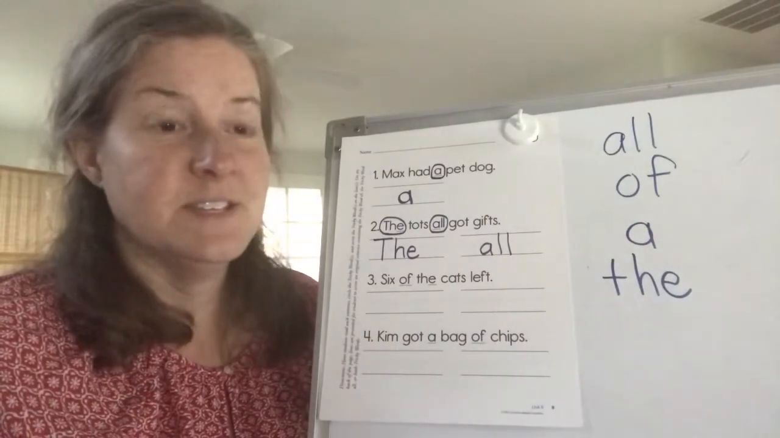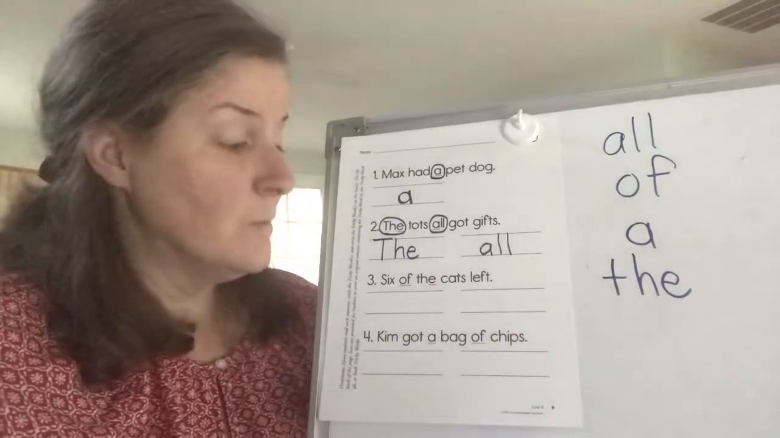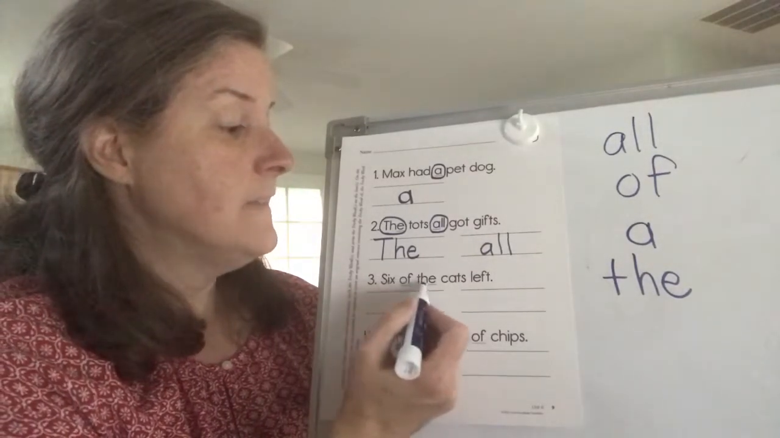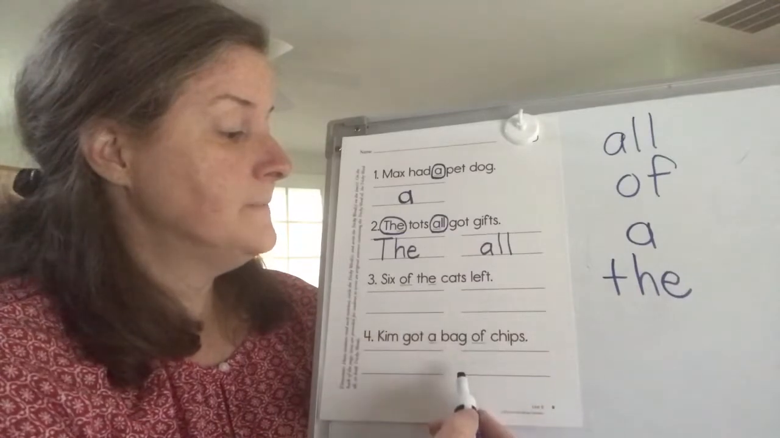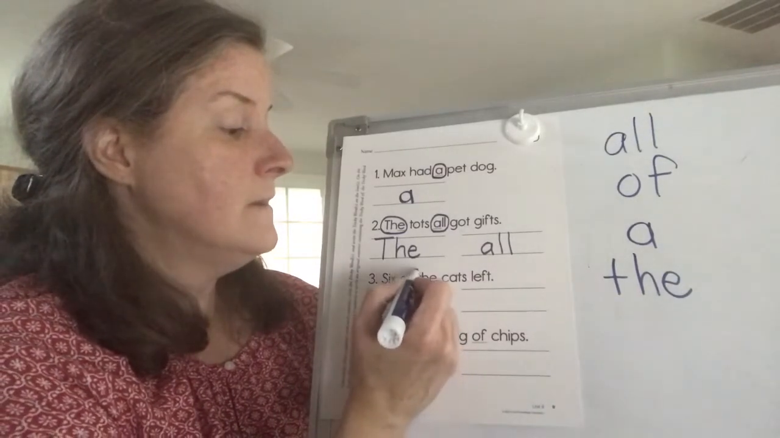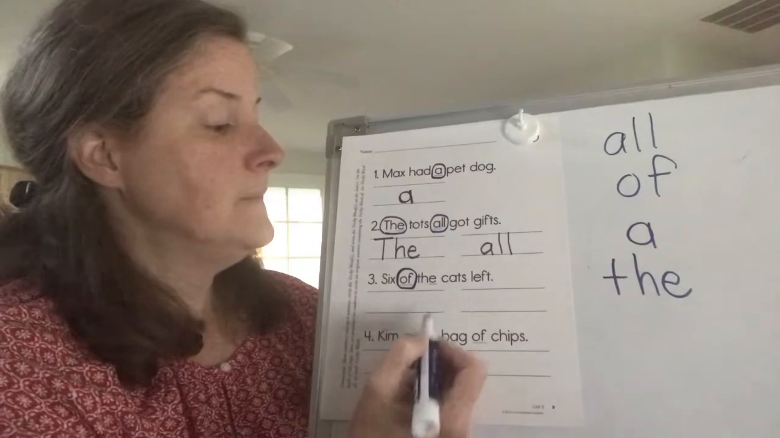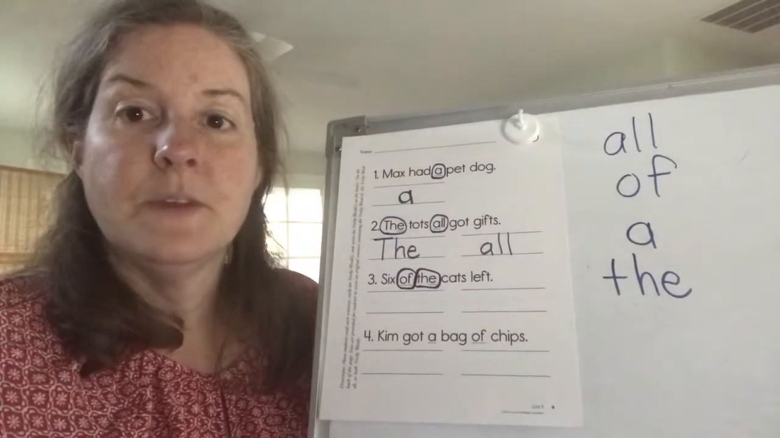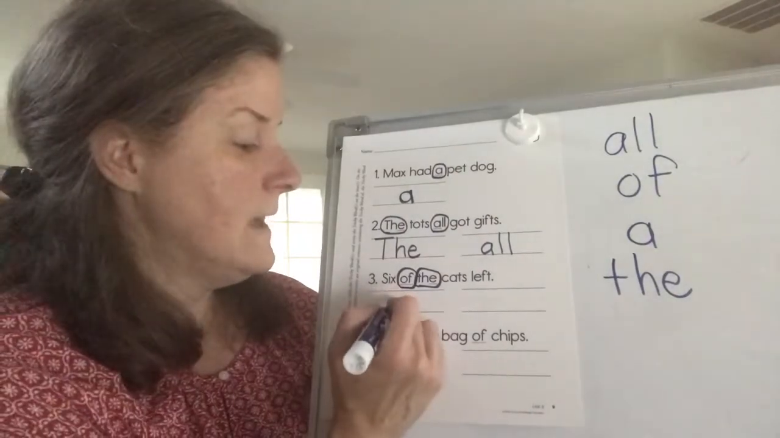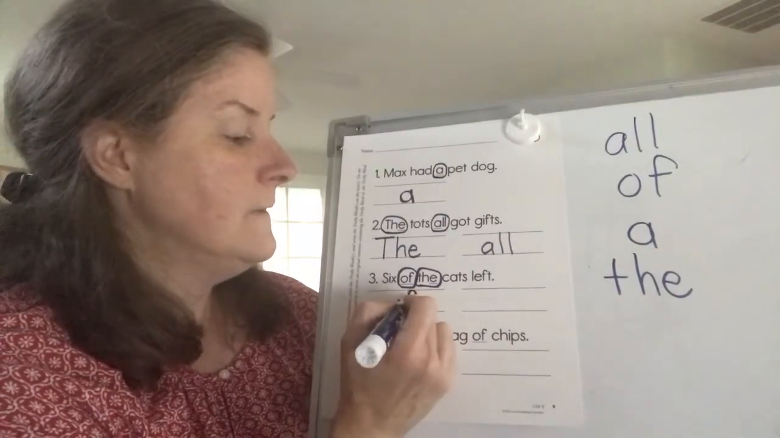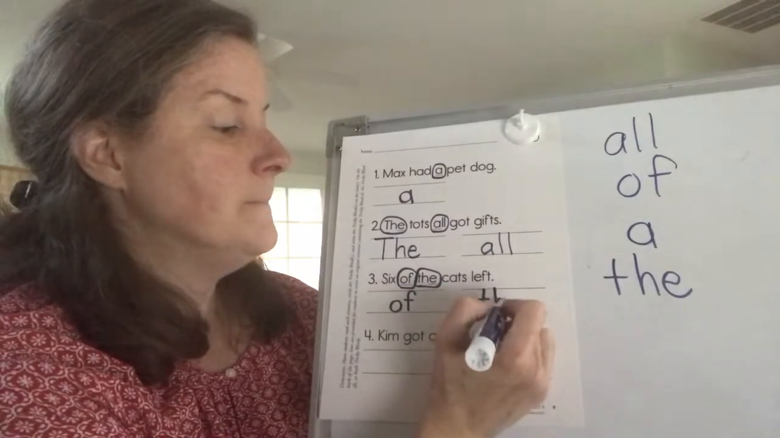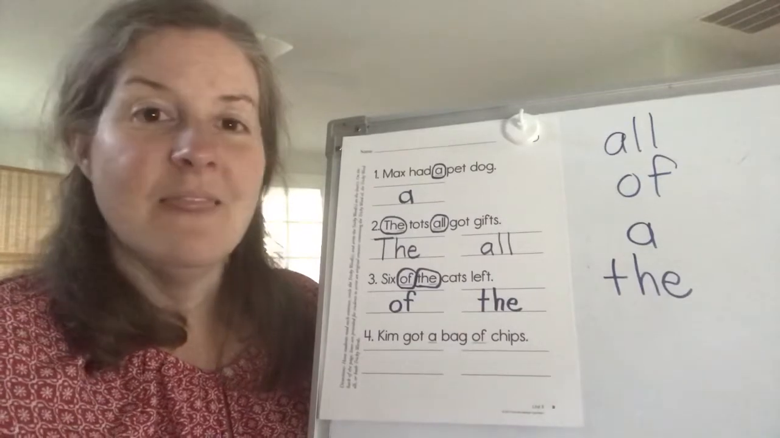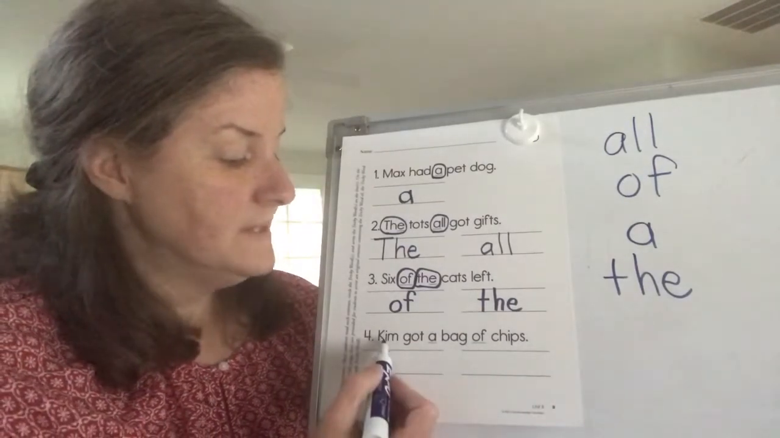All right, the next one says 6 of the cats left. Oh my goodness, if 6 of them left, I wonder how many there were. That's a lot of cats. 6 of the cats left. So I see the word of, I'm going to circle that, and I see the word the. I'll circle that one. There are 2 tricky words, and then I'll write them on the line. Of and the. And there you go.